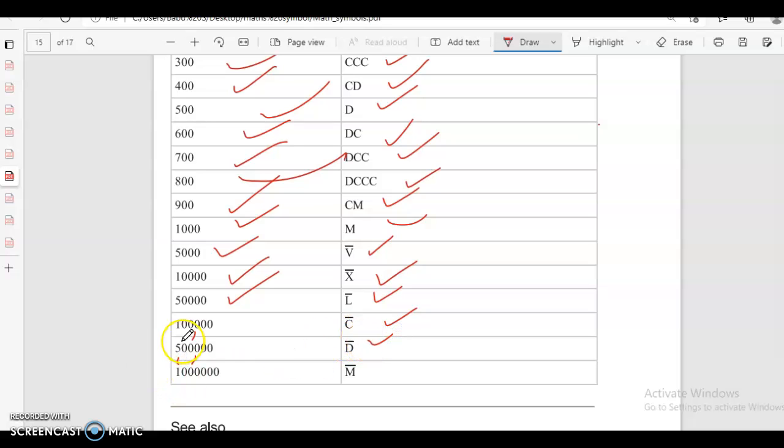500,000, that is 5 lakh, is D with a bar. Here also 1 lakh, or 100,000, is C with a bar. 5 lakh, or 500,000, and then 10 lakh is M with a bar.